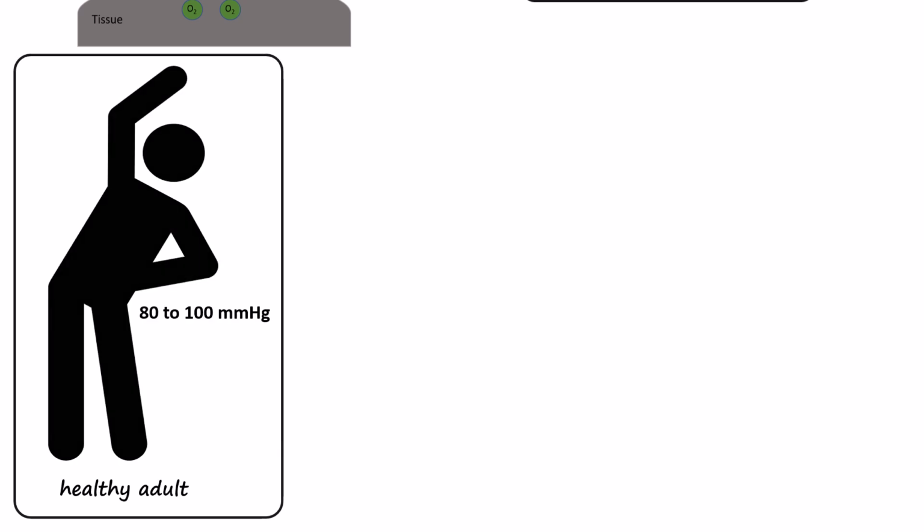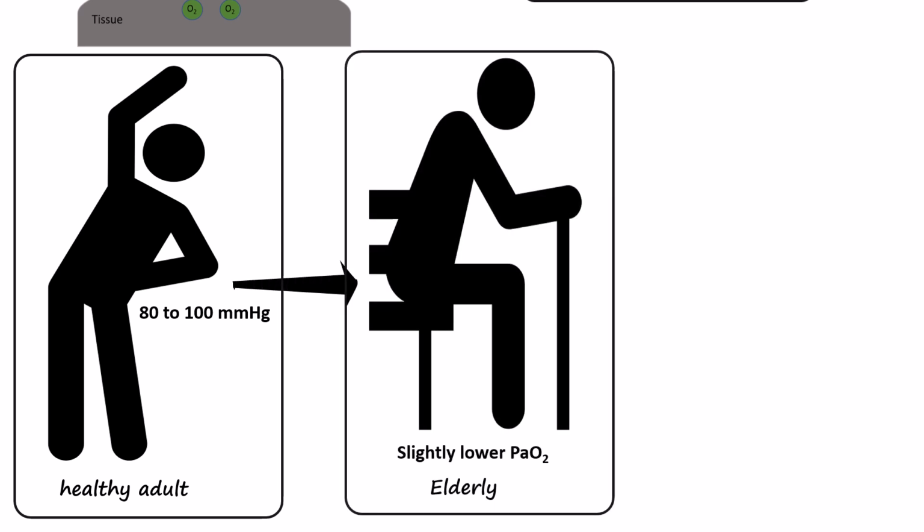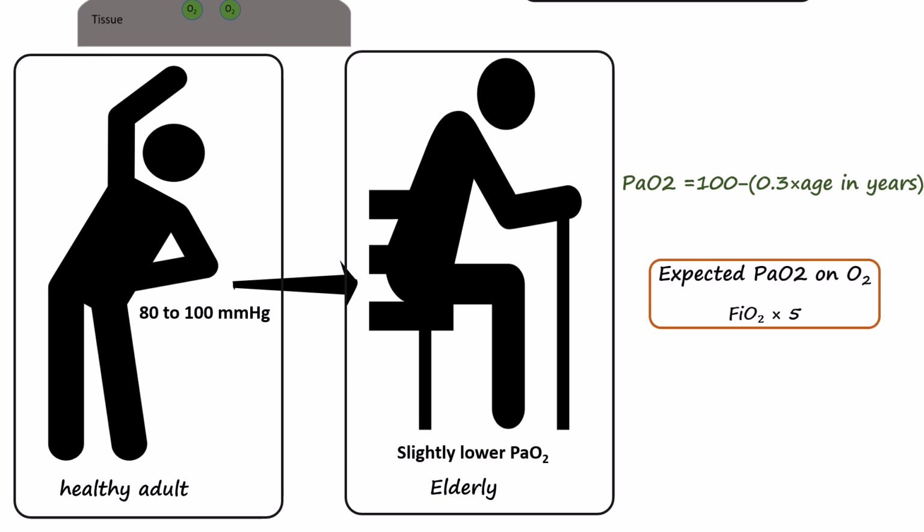The normal PaO2 range for a healthy adult breathing room air at sea level is 80 to 100 mm of mercury. For older adults aged more than 60, the normal range adjusts slightly lower to approximately 70 to 100 mm of mercury due to age-related changes in lung function. When a patient receives supplemental oxygen, the expected PaO2 is estimated to be 5 times the FiO2 administered.